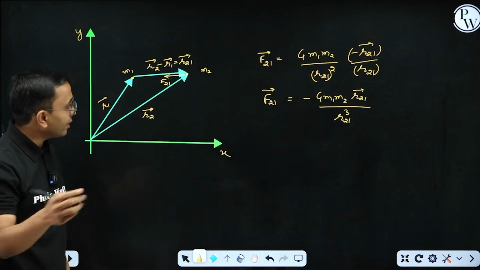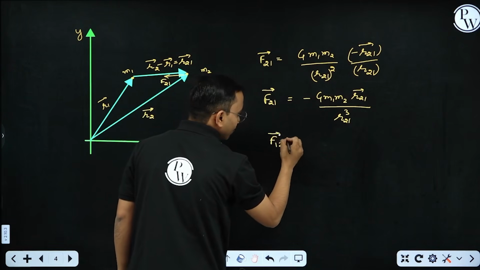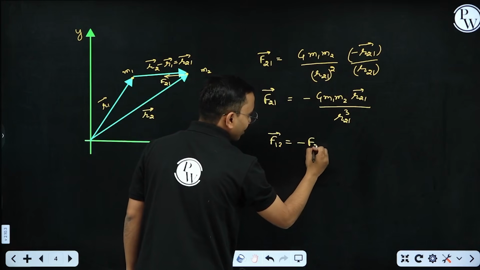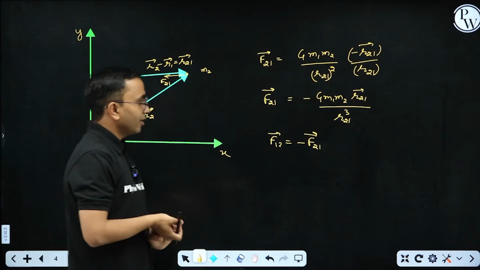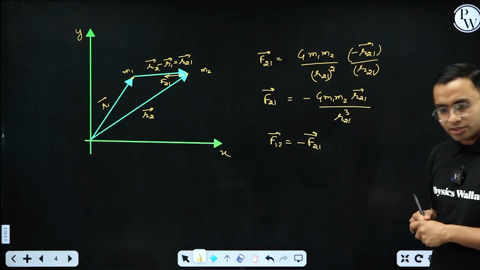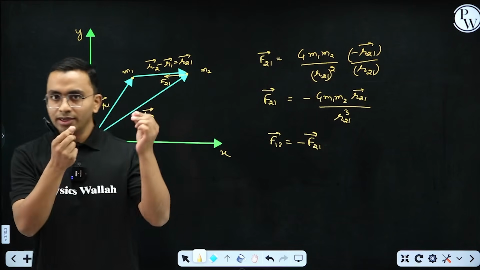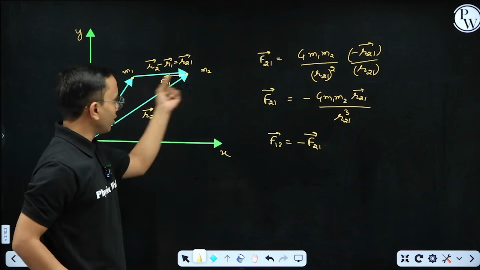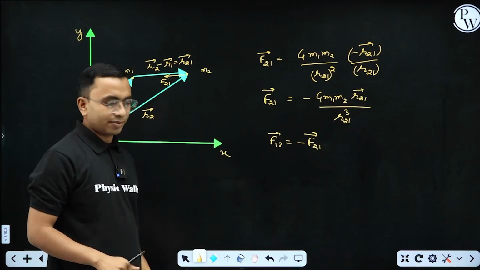And if I need to write F12, I'll just say F12 is minus F21. It is equal and opposite. The same exercise we did for electric charges also when we were discussing Coulomb's law. We put two charges, drew the position vectors, and then wrote the forces like this.